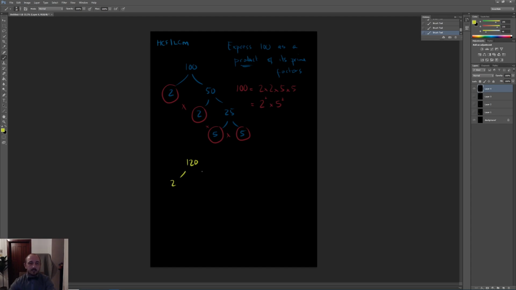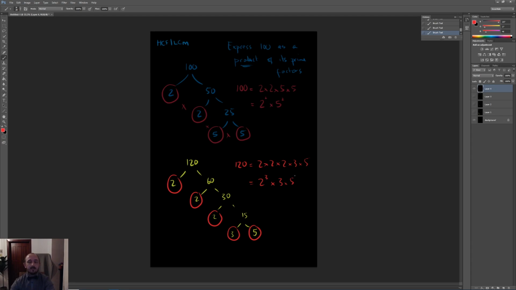Let's see, 2 and 60, 2, 30, 2 and 15, 3 and 5. I'm just going to, you don't have to do this in an exam, I'm just going to highlight the primes for us. 2, 2, 2, 3 and 5. So 120 is 2 times 2 times 2 times 3 times 5. In index form, 2 cubed times 3 times 5.